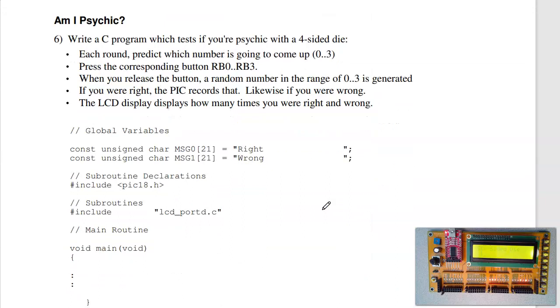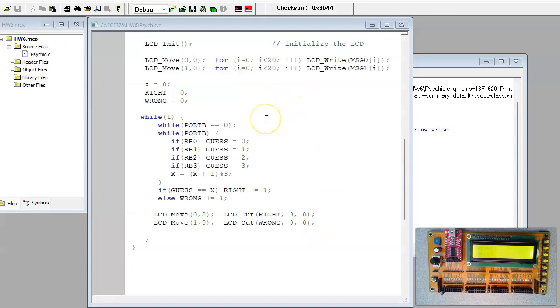Problem 6. Now this is kind of a fun one. This is trying to find out, are you really psychic? Well, the PICkit board can roll a 4-sided die. And I'm going to push a button over here. Do I think the die roll is going to be a 3, or a 1, or a 2, or a 0? I'm going to guess what the answer is, roll the die, and see if I'm right.